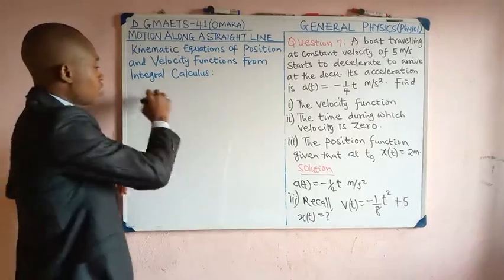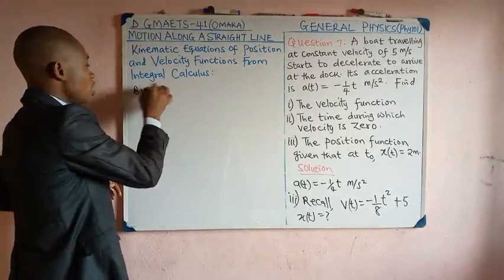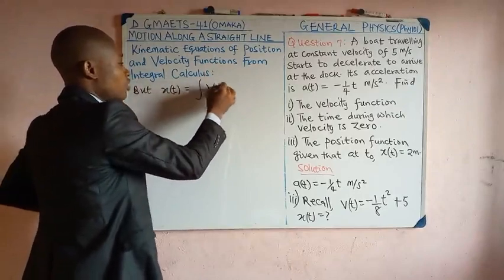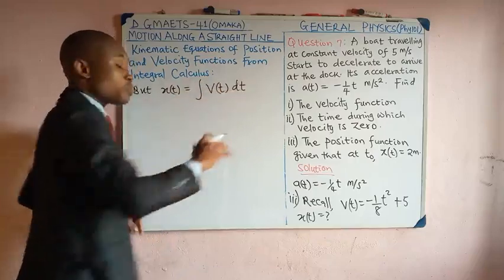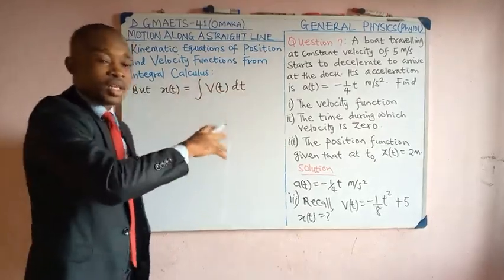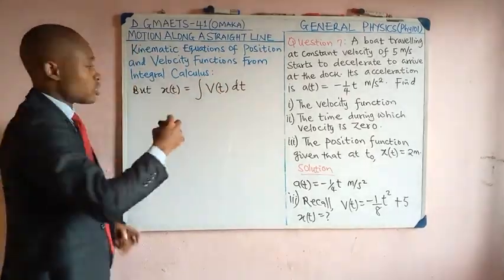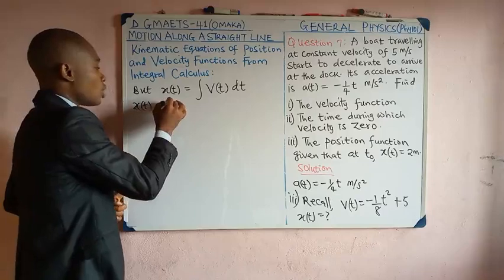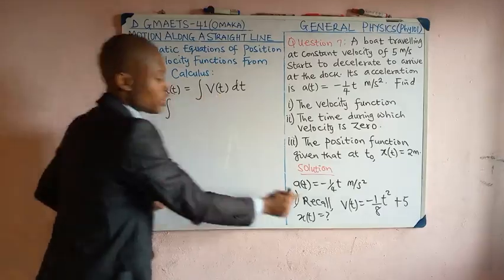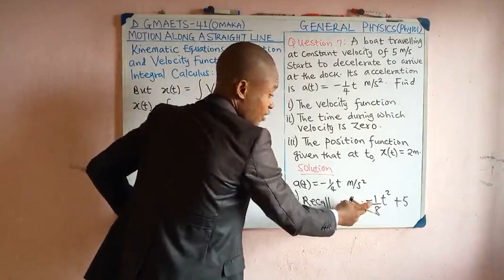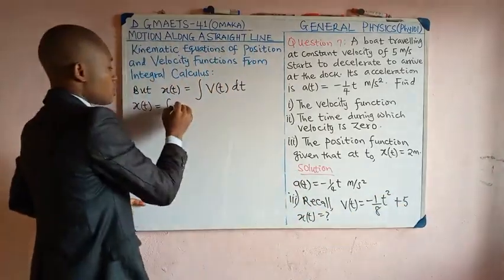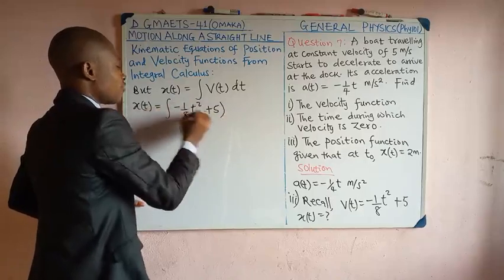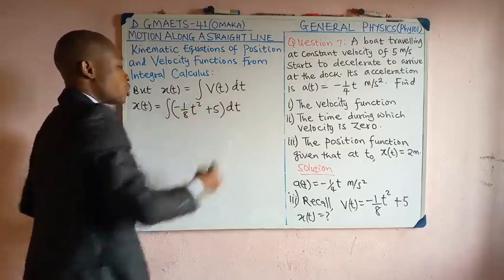Is that okay? But we know that the position function is equivalent to the integral of the velocity function with respect to time. So we're going to integrate this and then introduce what? A constant c. That's going to give us the position function to be equal to the integral of the velocity function, which is minus 1 over 8 t squared plus 5. I'm going to integrate all these with respect to t.